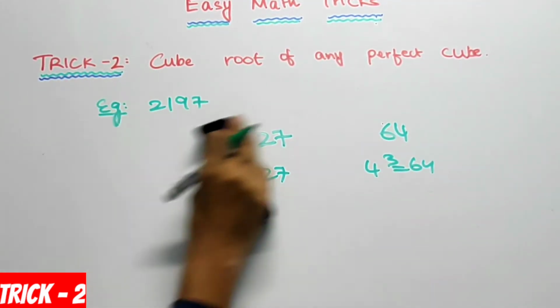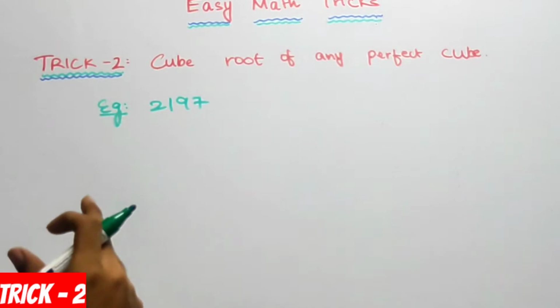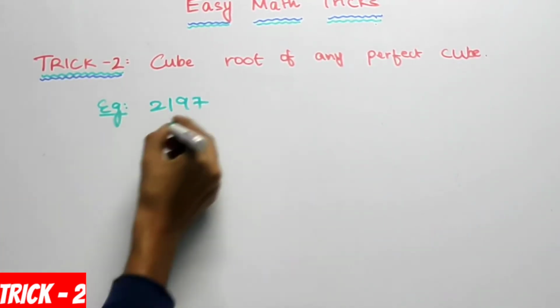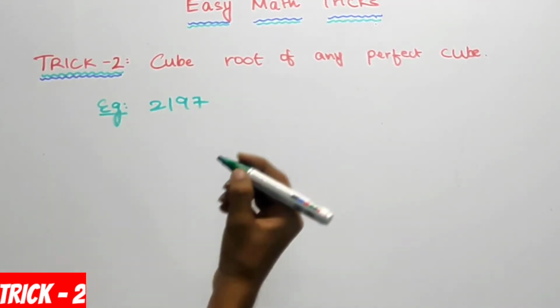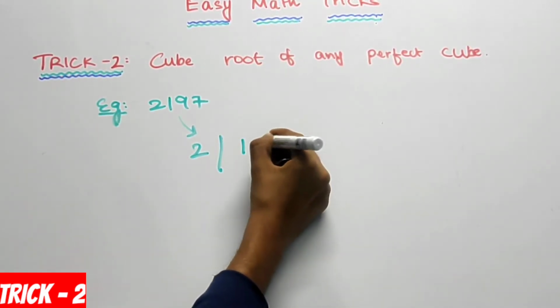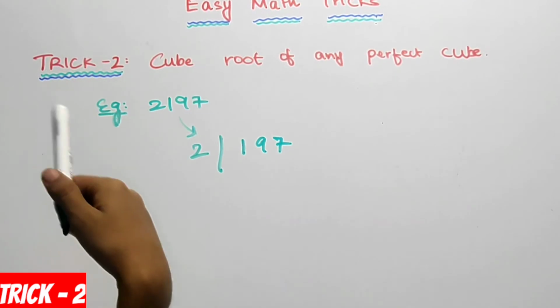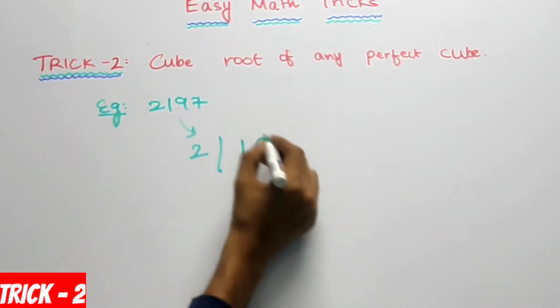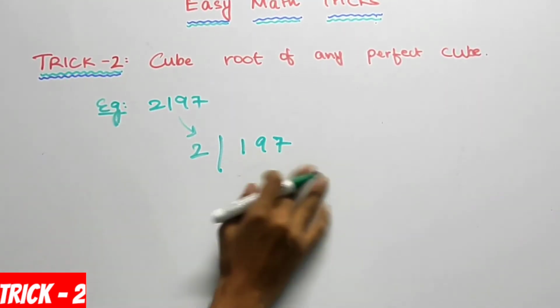Well, as of the example that I have written over here, we have to take the cube root of this number 2197. Well, how do we proceed? Well, for the first step, you just have to do the same thing that you did for the previous problem or the previous trick. You just have to split this, but in this one, you have to have 3 digits in the first part.